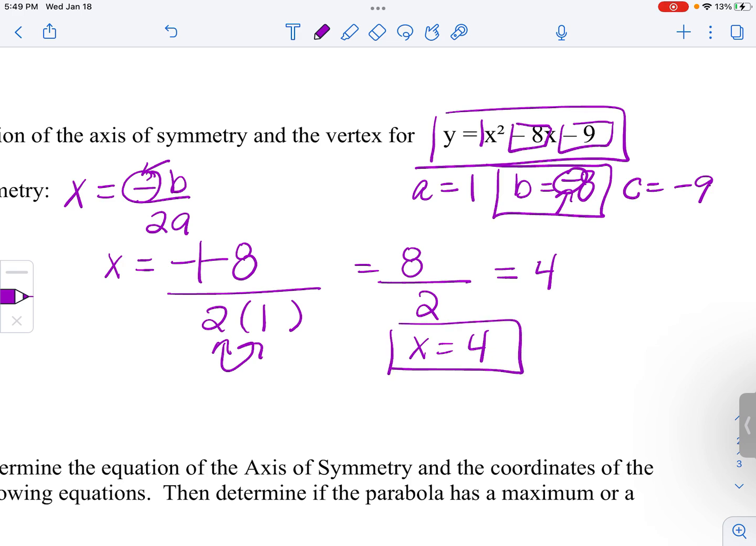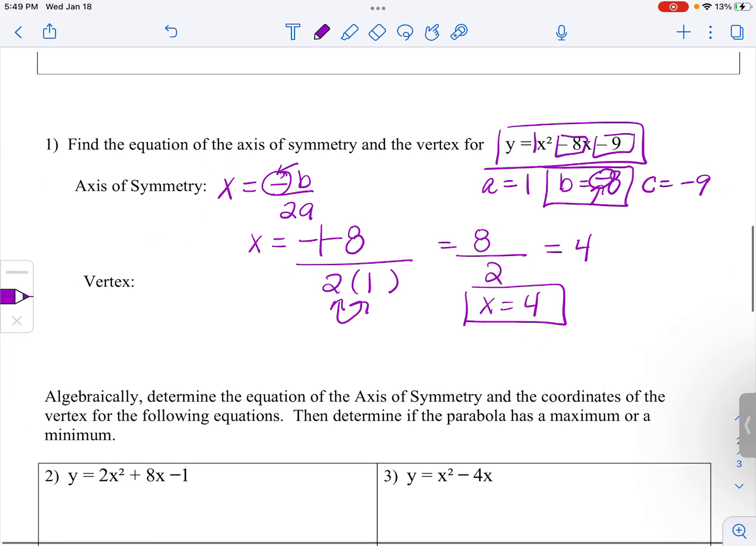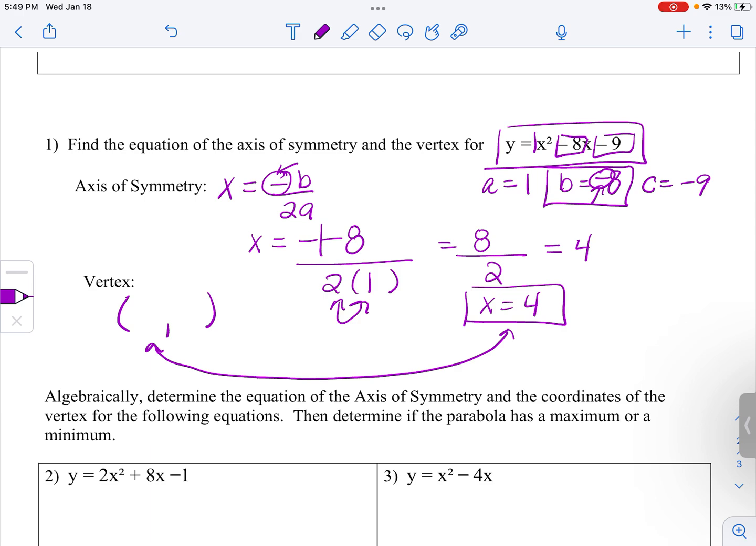Axis of symmetry is always written as x equals because it's a vertical line. And with vertical lines, we say vux. V-U-X, x means x equals. Okay, just repeating myself so we all understand. Vertex. We know vertex is a point. We already got our x value because that comes from the axis of symmetry. Our x value is 4.